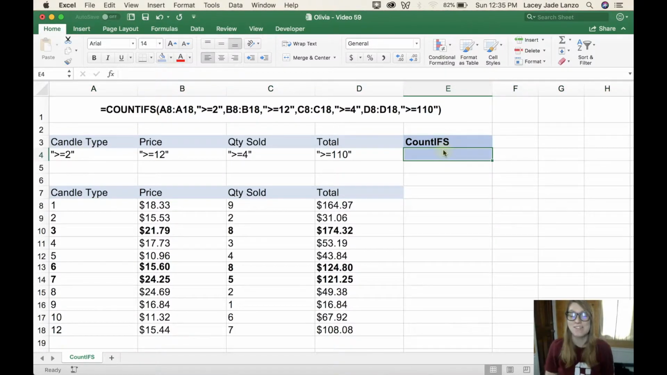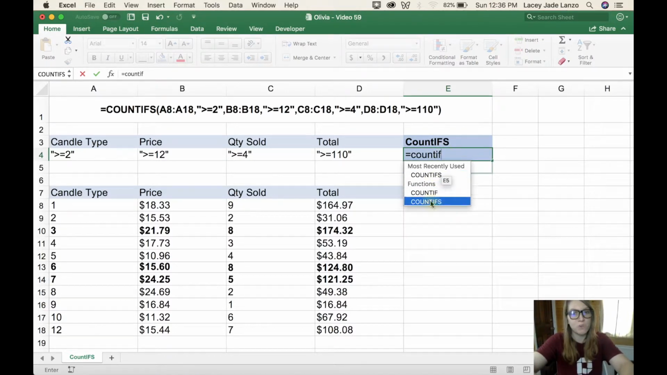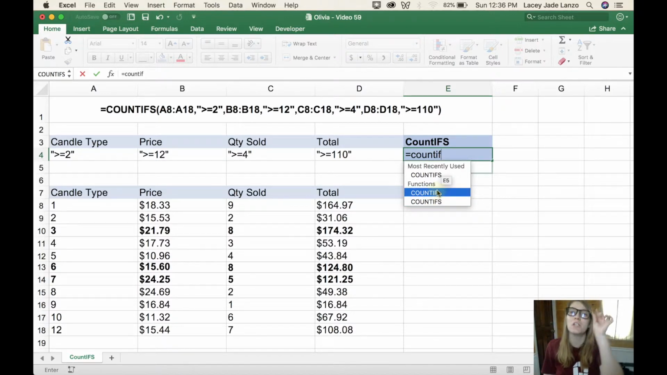Okay, so now I'm just going to break this down for you by typing it all out. First I'm going to type in the equal symbol because this is the beginning of a function. Then type in COUNTIFS. And there is COUNTIF or COUNTIFS. COUNTIF is a situation we use when we're only looking for one parameter.